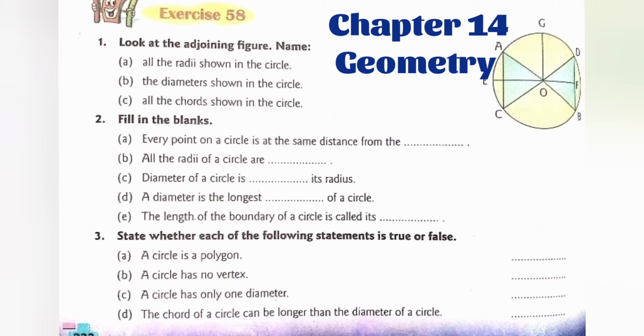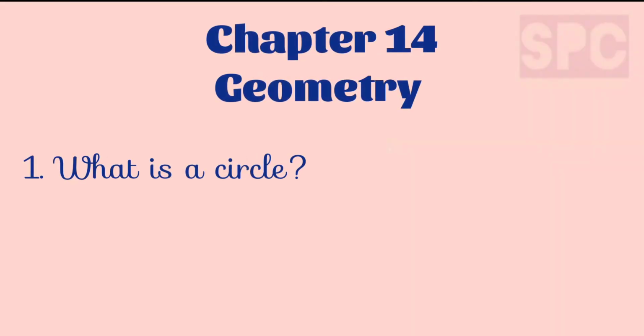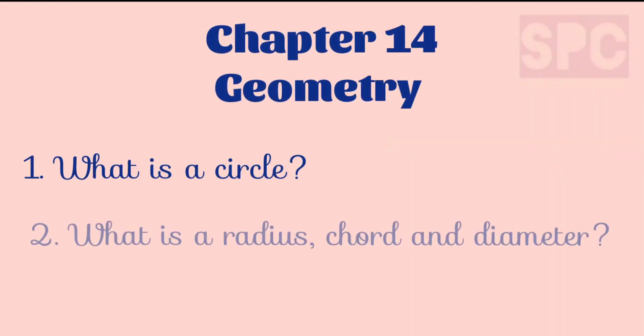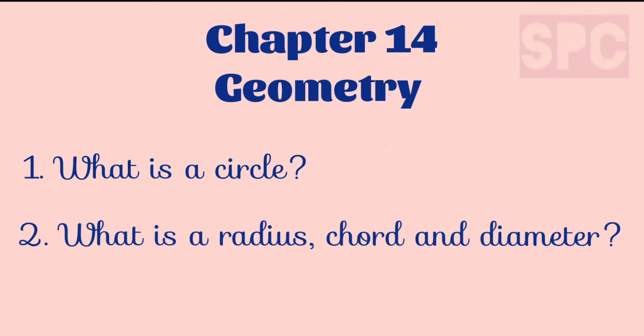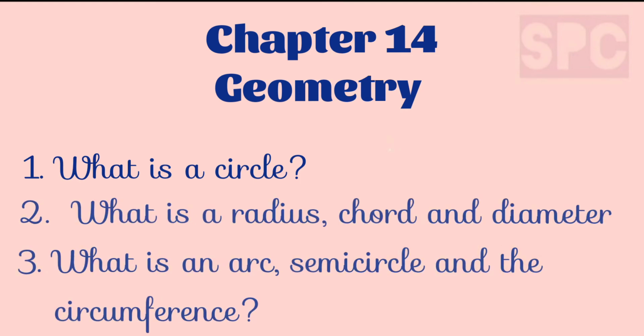But before starting to solve the questions of this exercise, let us first understand what is a circle, and in a circle what is a radius, chord and diameter, and how can we find the same. What is an arc? What is a semicircle, and what is the circumference of a circle, and how can we find the same. So let us start by understanding what is a circle.